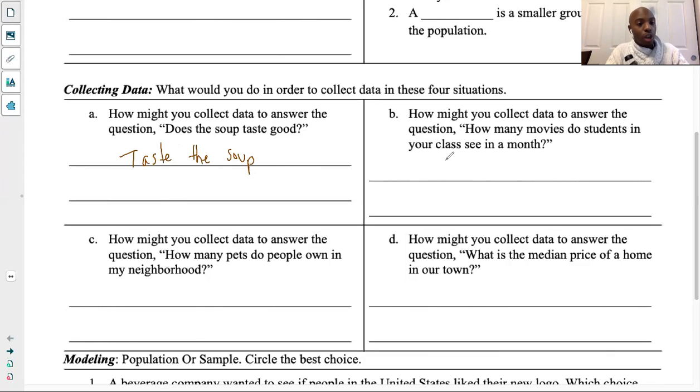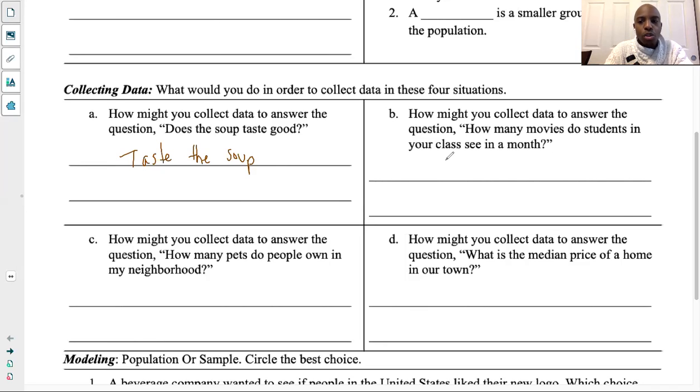Now, could I serve it? Could I give it to more people? Absolutely. That would give me a better argument as to the reason it tastes good, because I would have other people validating my point. But simple, the way I'll collect data is just taste it. Now, B, how might you collect data to answer this question?